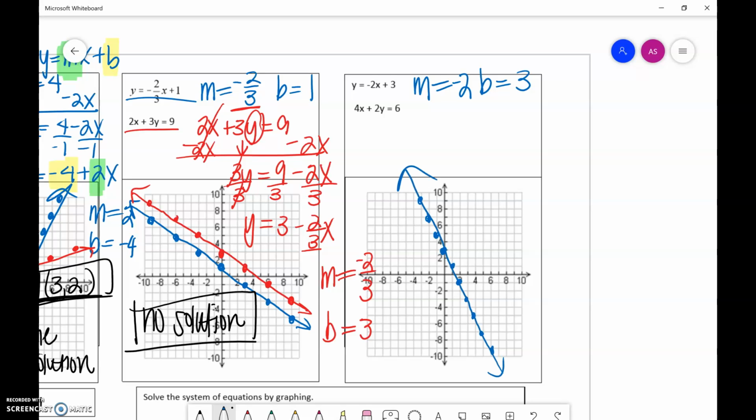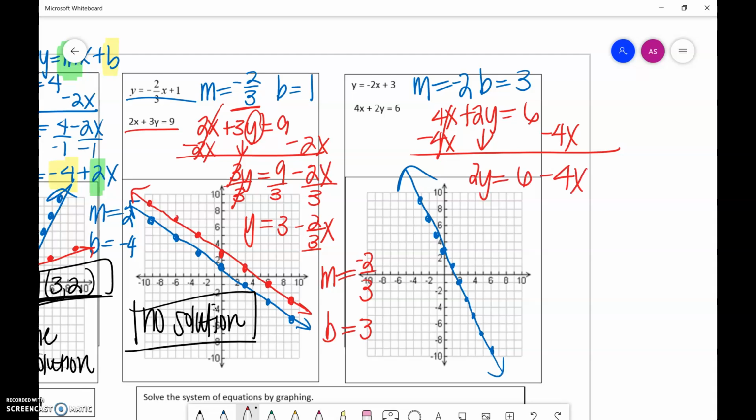Okay. All right, my next one is in standard form. So I need to solve it to get it into slope-intercept form. So I'm going to subtract 4x from both sides. I have 2y equals 6 minus 4x. I divide both sides by 2. Those cancel out here. So I have y equals 6 divided by 2, which is 3, and then we have negative 4x divided by 2, which turns into negative 2x.